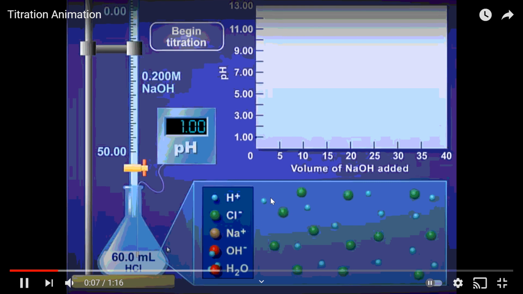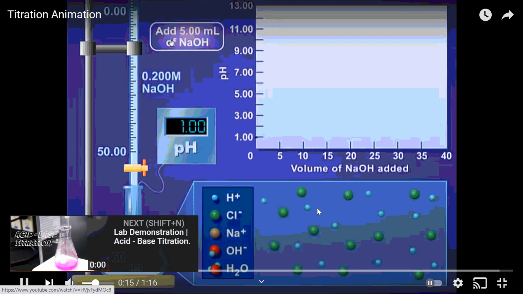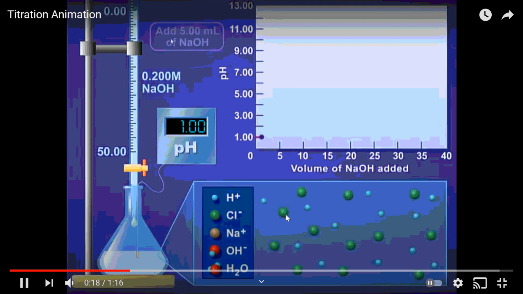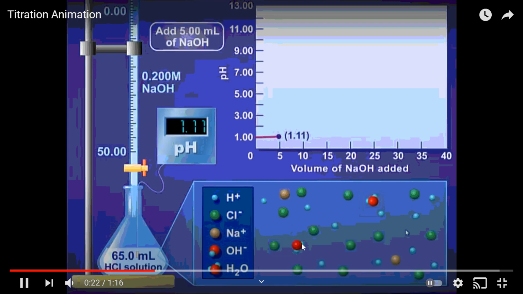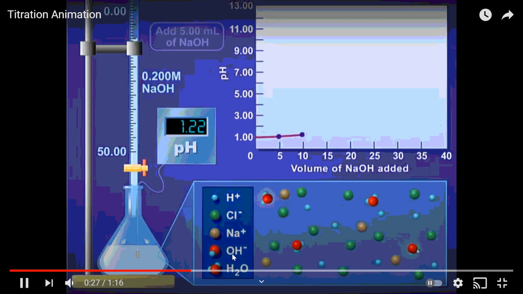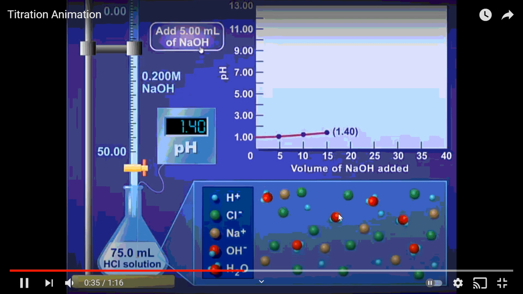Okay, so what they're talking about here is this is a zoomed in version of what's in this flask. So here's our 60 milliliters of HCl. And as you can see, the H's and the Cl's are in here. And then slowly, I'm going to pause it for a second, you're adding this 0.2 molar NaOH. So they're adding it kind of in increments, like 5 milliliters at a time. So watch what happens. So as they added some NaOH, the H's, the little blue ones, are getting with these new OH's that are being added.